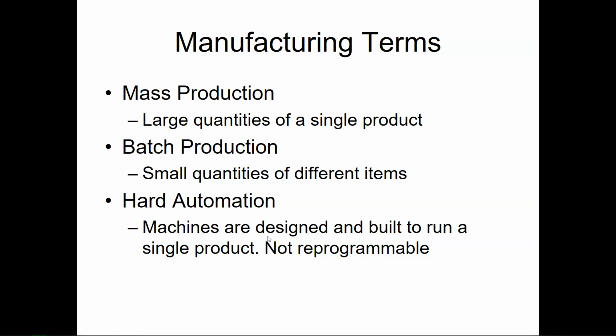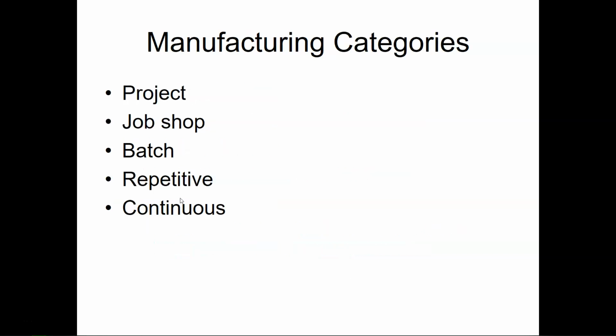Then you have hard automation. These are machines designed and built to run a single product. These are not reprogrammable, so these only have one job and one job only. They can't take up another job. So as for categories, we have project, we have job shop, batch, and repetitive or continuous.